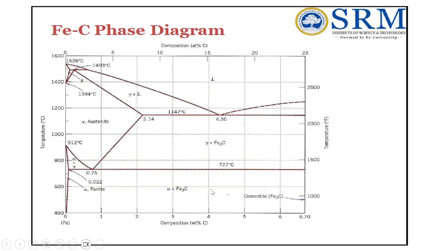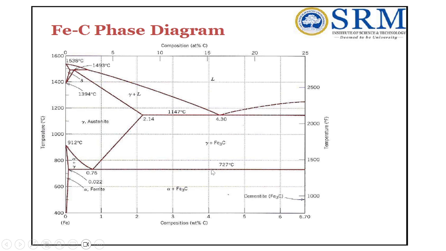Then it changes into a cementite structure, which is a hard compound called Fe3C. Pure Fe3C is called the cementite structure. Since some amount of alpha is present with the Fe3C, it is called a pearlite structure. So, the pearlite structure, right?